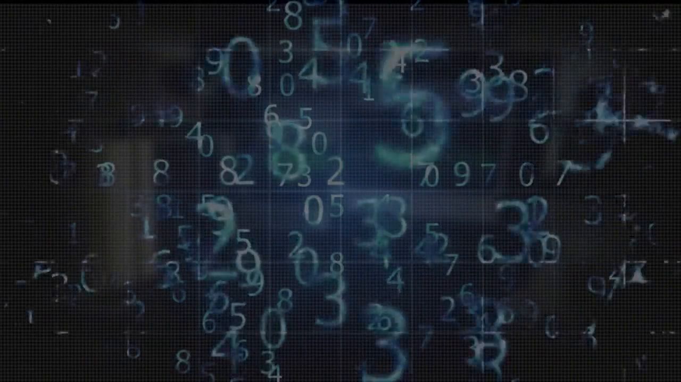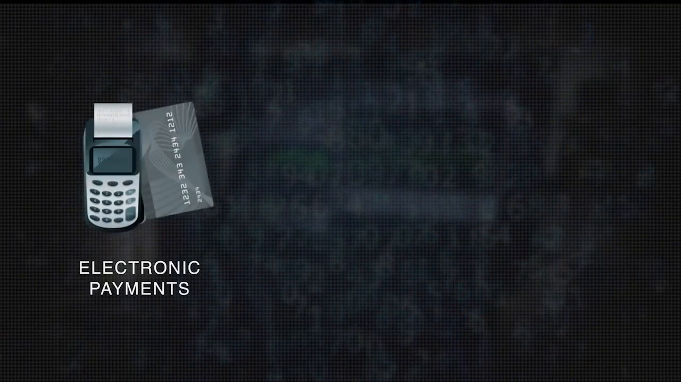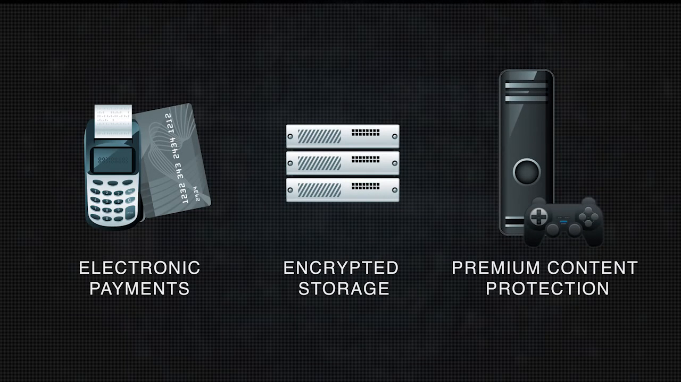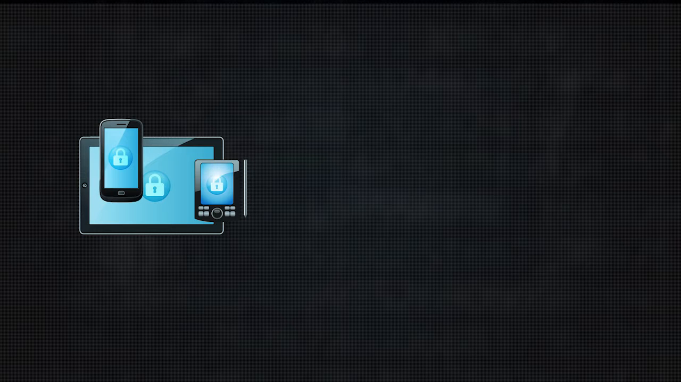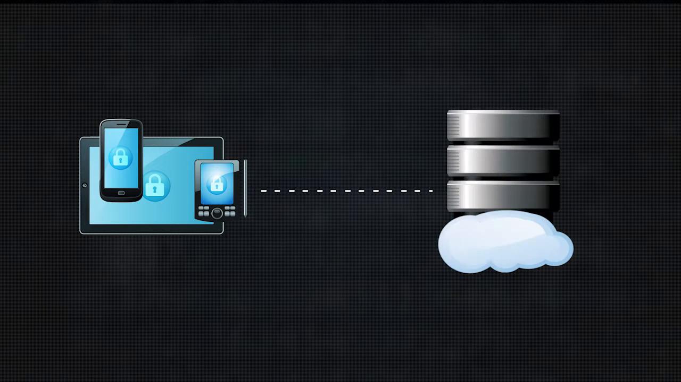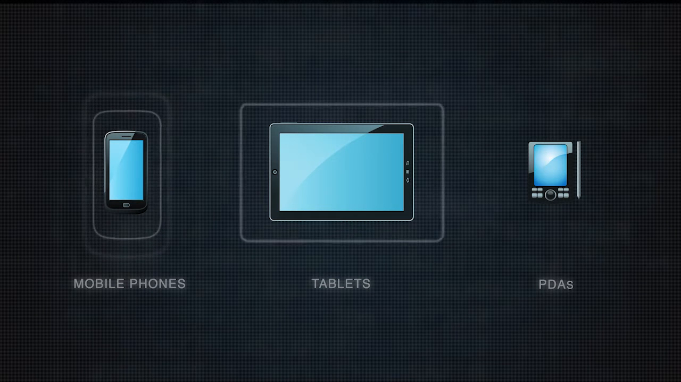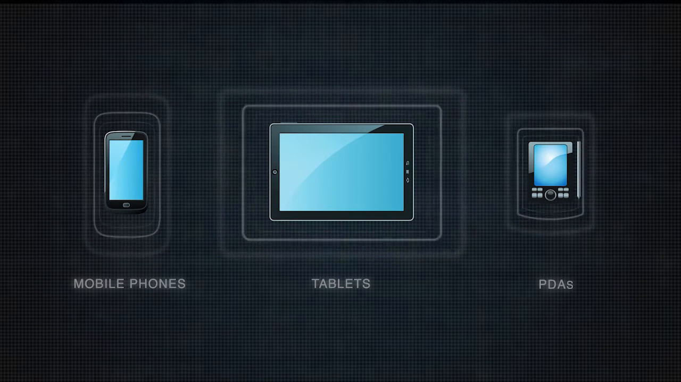We use encryption every day: electronic payments and banking transactions, encrypted storage, premium content protection. These are just a few of the applications in which our mobile phones, PDAs, and tablets use secret cryptographic keys to protect sensitive or secret information. At CRI, we set out to test mobile devices to see how secure these operations might be. We expected to find some leakage, but what surprised us was the extent to which these devices leak.